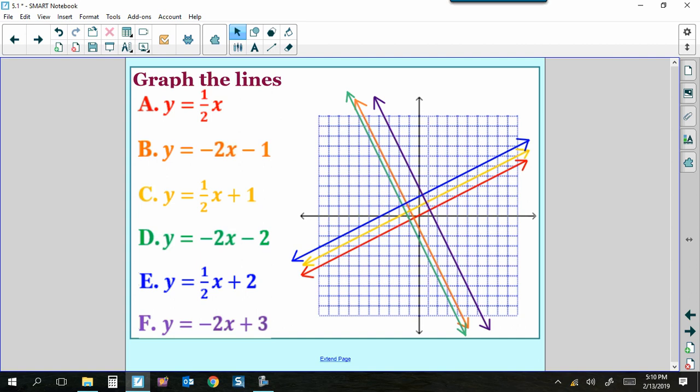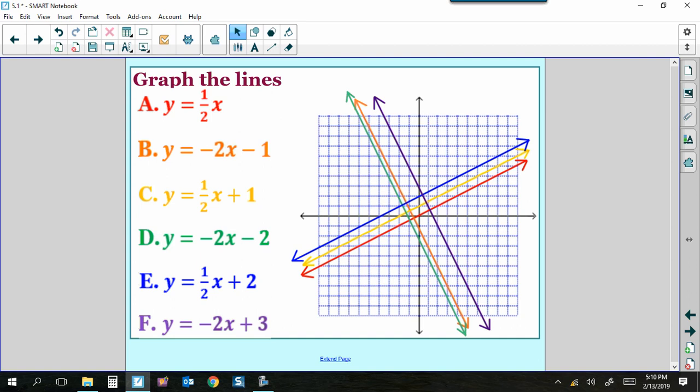Another thing that is very helpful to your math teachers, especially when you are trying to show your graphs, is if you will write the equation of your line on the line that you are graphing, so that way it is very visual.